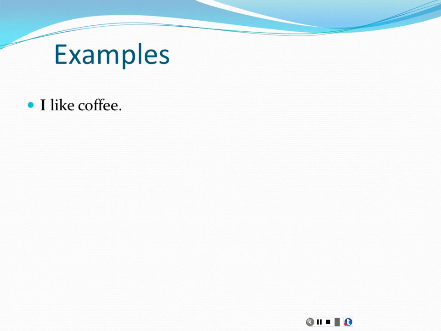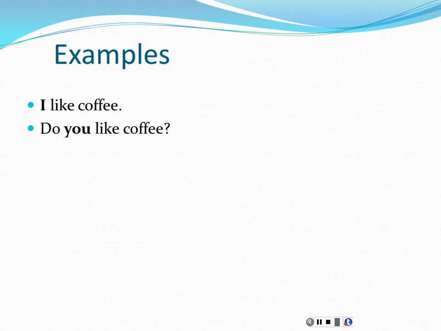Examples. The first example, I like coffee. I'm talking about myself, so I like coffee. This is first person and singular. المتكلم شخص مفرد. I'm talking about myself. I like coffee.